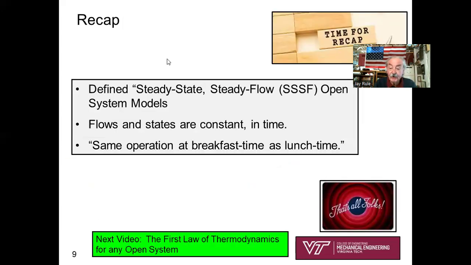Okay, no number crunching on this one. No formulas provided. It's all now up in your head, I hope. So we have defined steady state, steady flow, that I use the acronym SSSF for open system models. So it's a special type of model, right? The flows and states are constant in time. And you might think, how can I remember this? It's the same operation. The equipment is operating exactly the same at breakfast time as it is at lunchtime. It's time independent. So that gives you a better physical feel for what is steady state, steady flow.